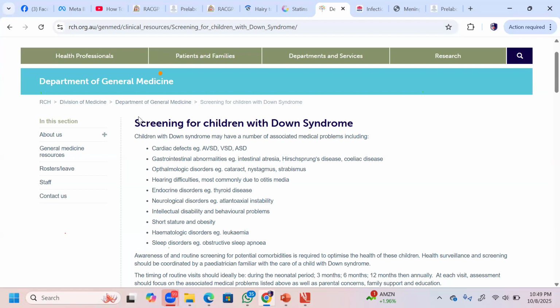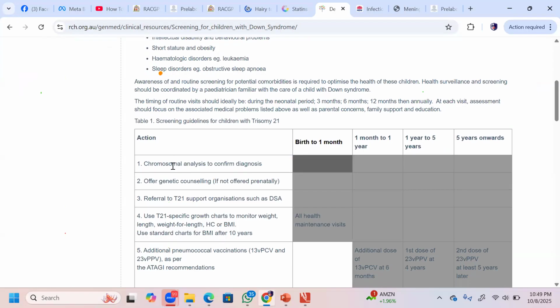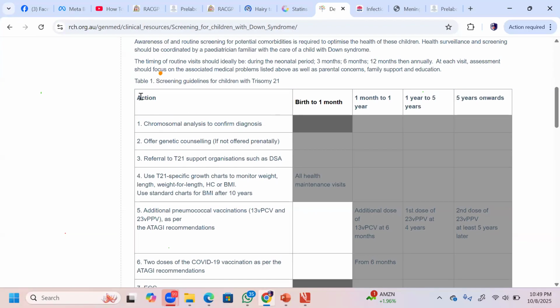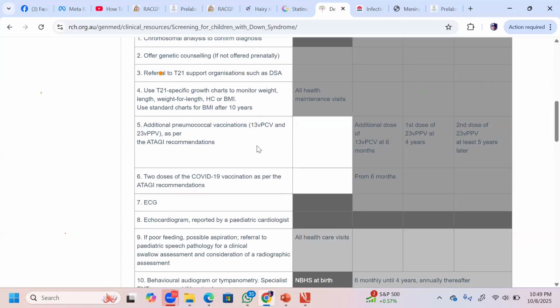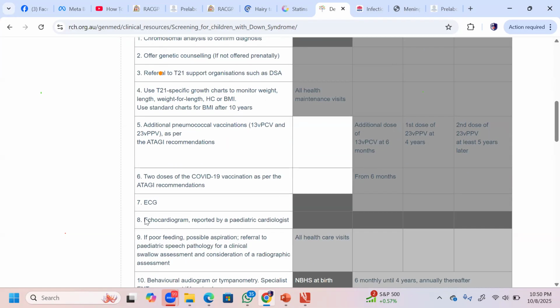Screening for children with Down syndrome. So these are about Down syndrome. This table is important, a lot of questions come from this. From birth to 1 month, you have to go with a chromosome analysis to confirm the diagnosis as well. The important thing from birth to 5 years onward: ECG reported by a pediatric cardiologist.